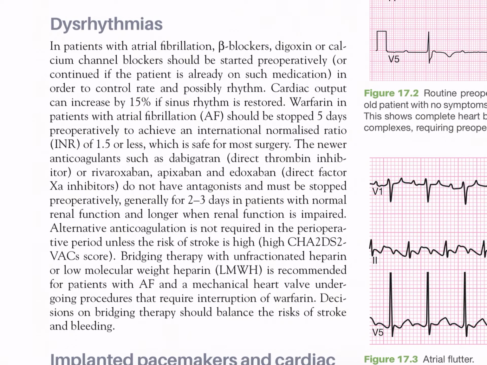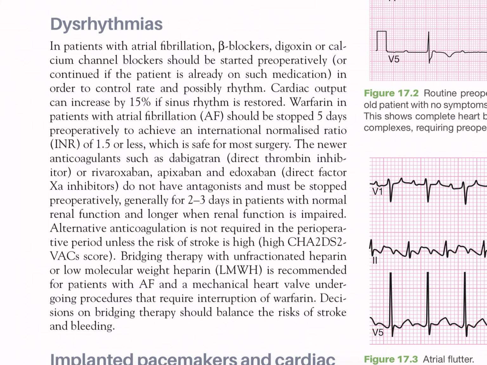Dysrhythmias. In patients with atrial fibrillation, beta blockers, digoxin or calcium channel blockers should be started preoperatively or continued if the patient is already on such medication, in order to control rate and possible rhythm. Cardiac output can increase by 15% if sinus rhythm is restored. Warfarin in patients with atrial fibrillation should be stopped 5 days preoperatively to achieve an international normalized ratio of 1.5 or less, which is safe for most surgery.